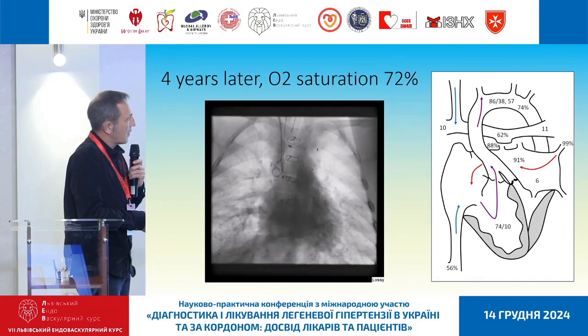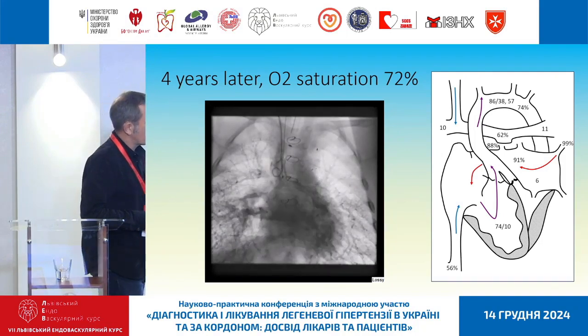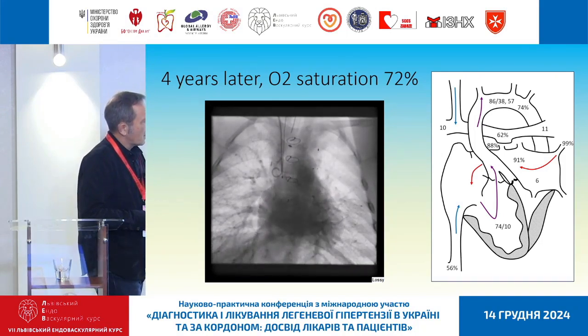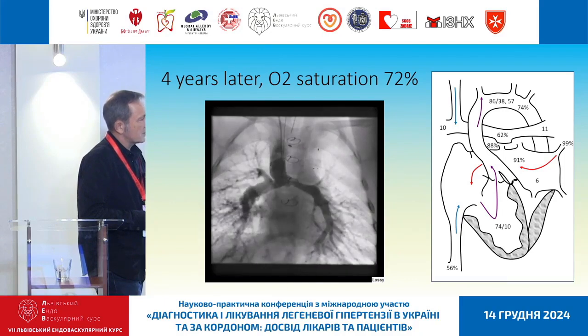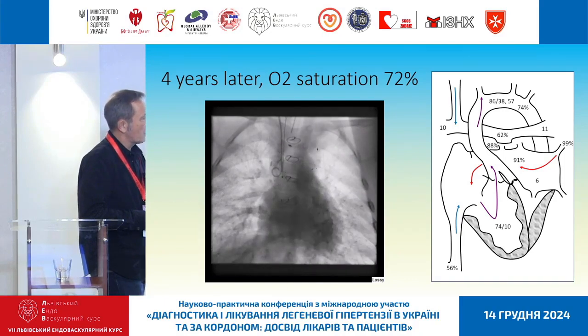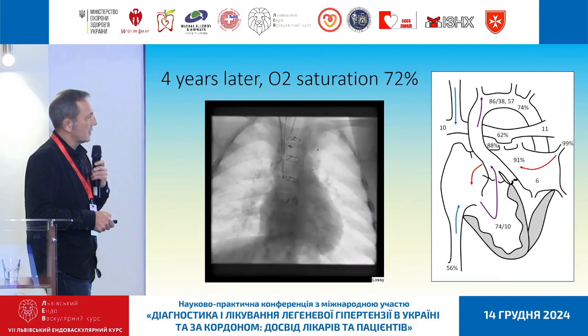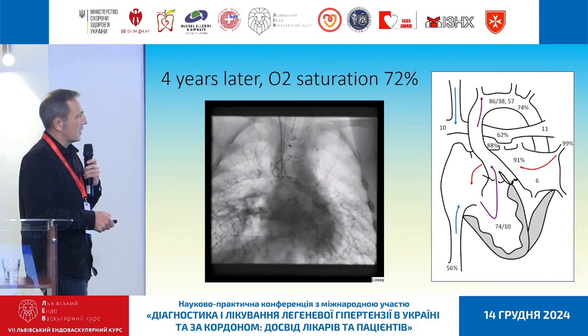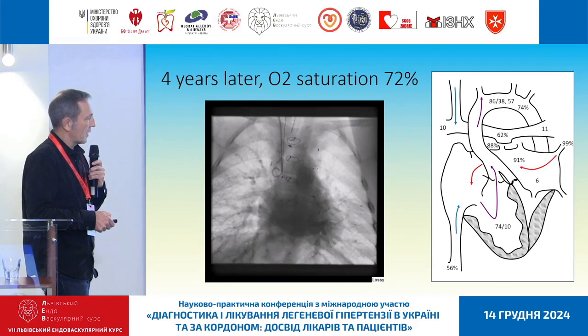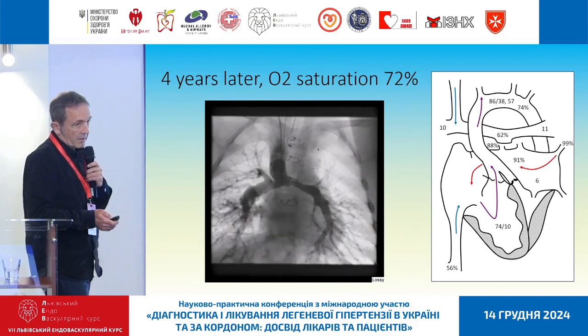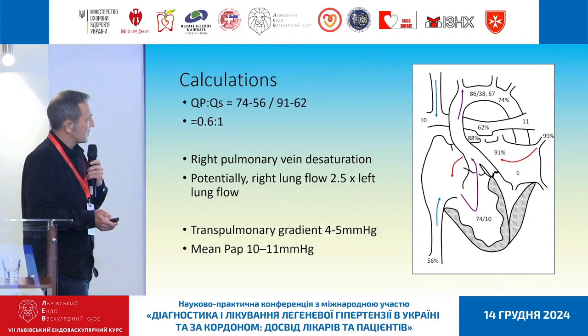I'll try and press the right button this time. The arterial saturations are low, they're 74%. But so are the saturations in the pulmonary veins. The saturations in the pulmonary veins on the right side are 88, on the left side are 99, and average out about 91 within the left atrium. So the pulmonary vein saturations are reduced.